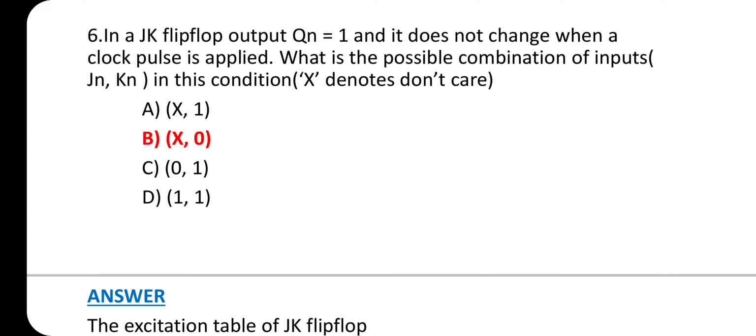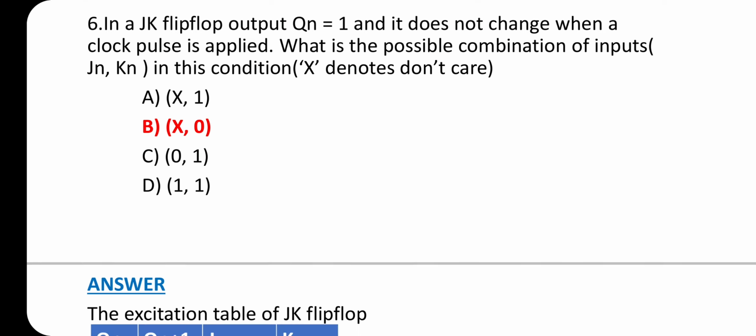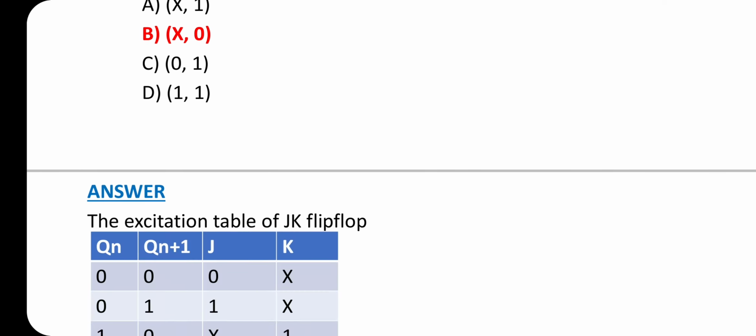Question number 6. In a JK flip-flop, output Qn equal to 1 and it does not change when a clock pulse is applied. What is the possible combination of inputs Jn, Kn in this condition? X denotes don't care. Answer is option B, X, 0.